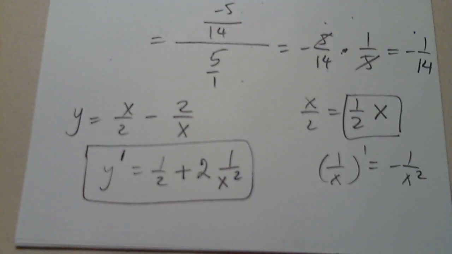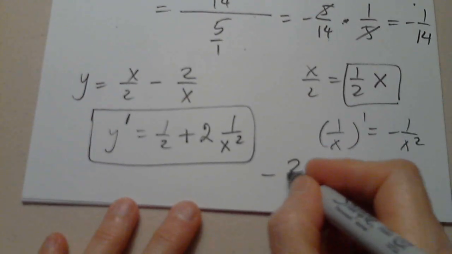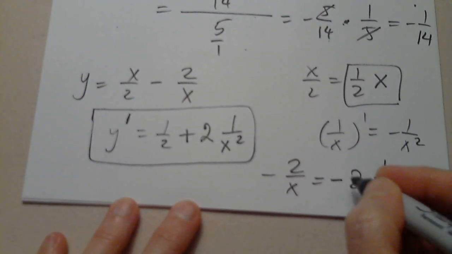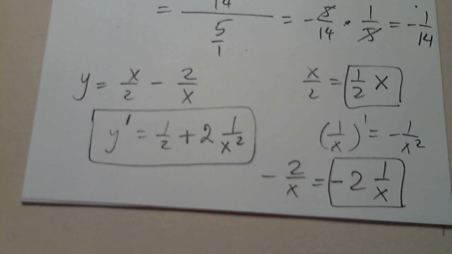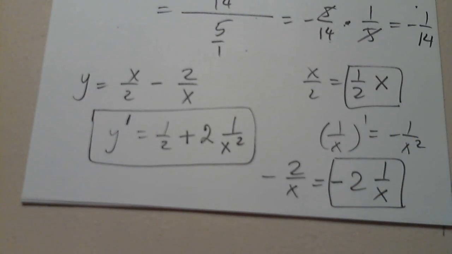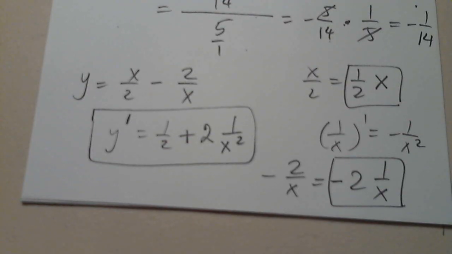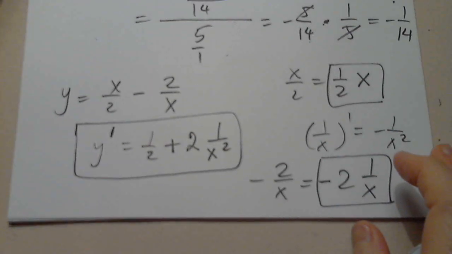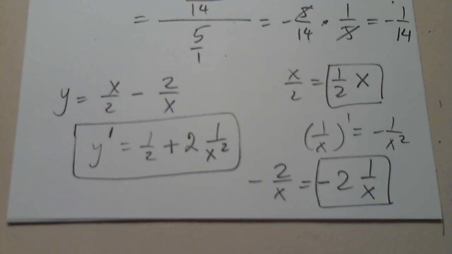So x over 2 prime is just 1/2. But negative 2 over x has to be understood like this. And when I differentiate 1 over x, that gives me negative 1 over x squared, and there is a minus in front. Is this problem clear? Okay. Next one.